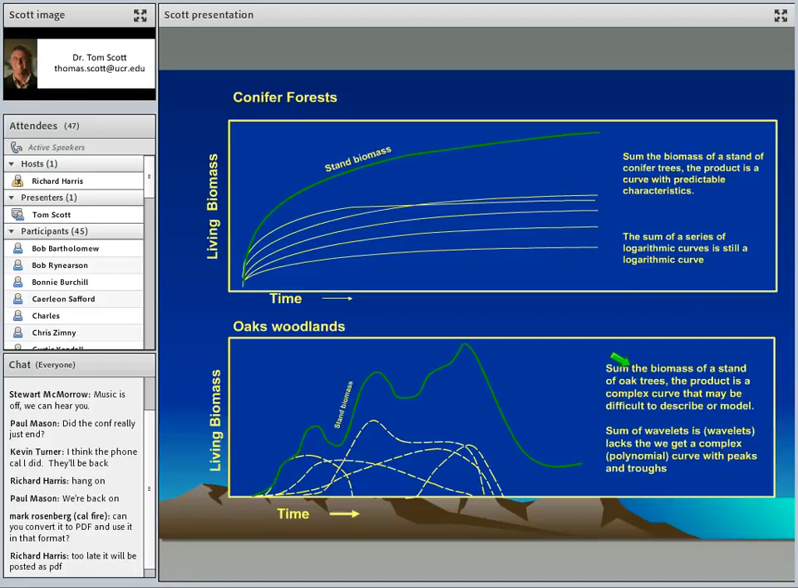When we try to do the same thing with oaks, what you find is with all of this plasticity and all the quirkiness that occurs as a result of these trees responding to their environment in a much more flexible manner, the curve you get is not logarithmic. And in fact, a mathematician will tell you that when you sum a whole bunch of wavelets, it's very hard to get any kind of a simple curve.